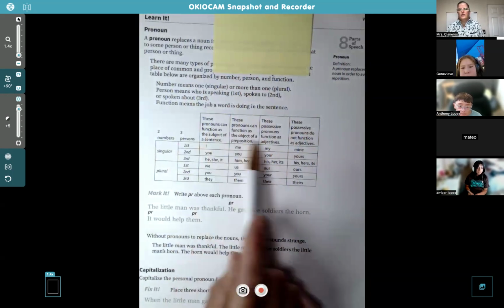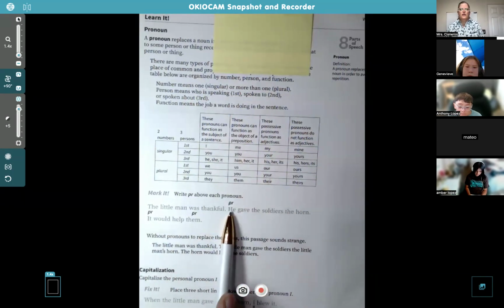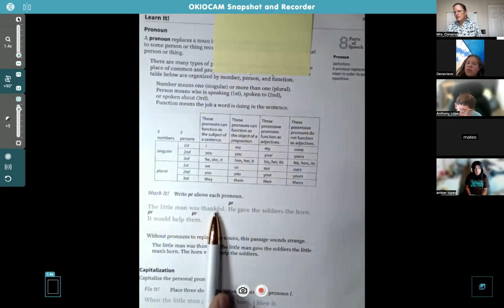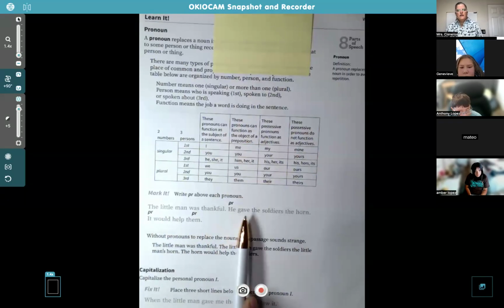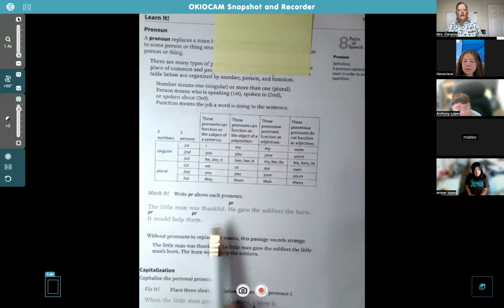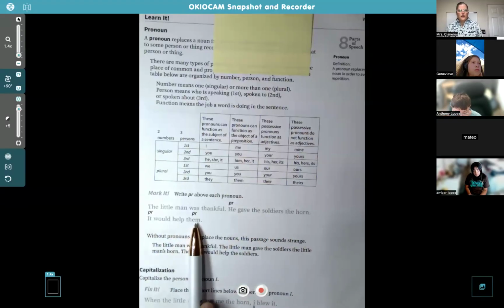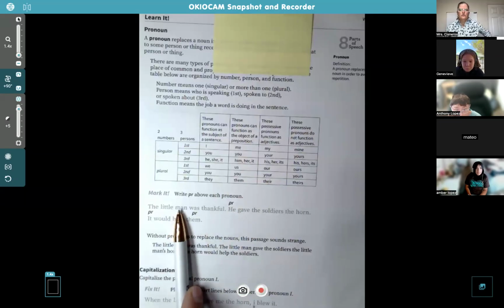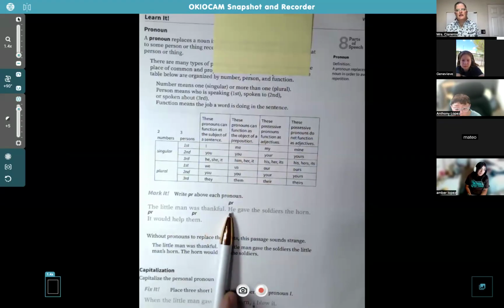Okay. No matter which one it is, you're going to mark it with a PR. And PR stands for pronoun. So you've got these sentences here. The little man was thankful. He gave the soldiers the horn. It would help them. So we've got the pronoun he, that's talking about the little man because there's only one. So it's he and it's a man.